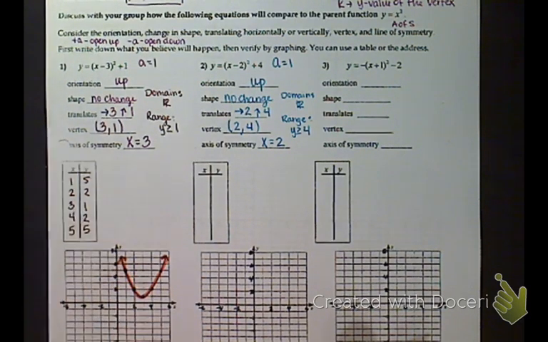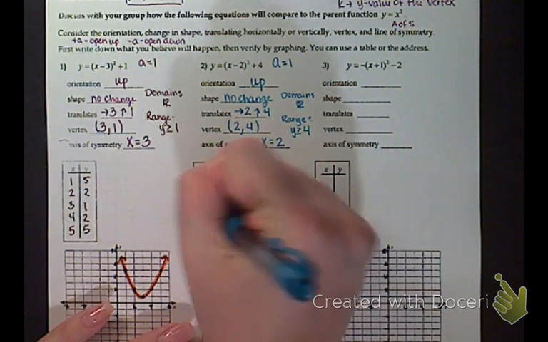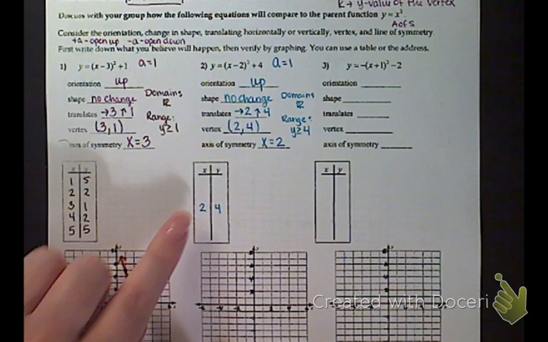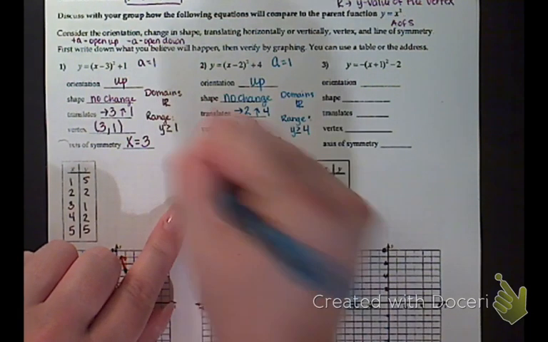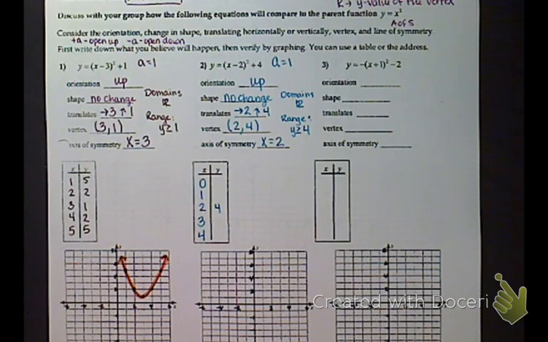My vertex is going to go in the middle of my table. So 2, 4. I'm looking for two numbers that are less than 2, two numbers that are greater than 2. So less than 2 would be 1, 0. Greater than 2 would be 3 and 4. And again, we do this for symmetry.